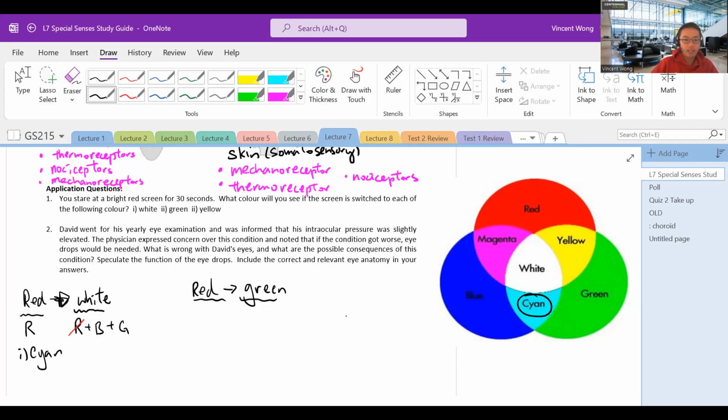All right, magenta, yellow. Okay. All right, let's talk about this. What cone cells will be stimulated when you're staring at red? Just red, right? Okay. What about staring at a green screen? If you're looking at a green screen, what cone cells do you need to stimulate? Remember, we only have three types of cones, right? The red, the blue, and the green. So which type of cone will be stimulated when you are looking at a green screen?